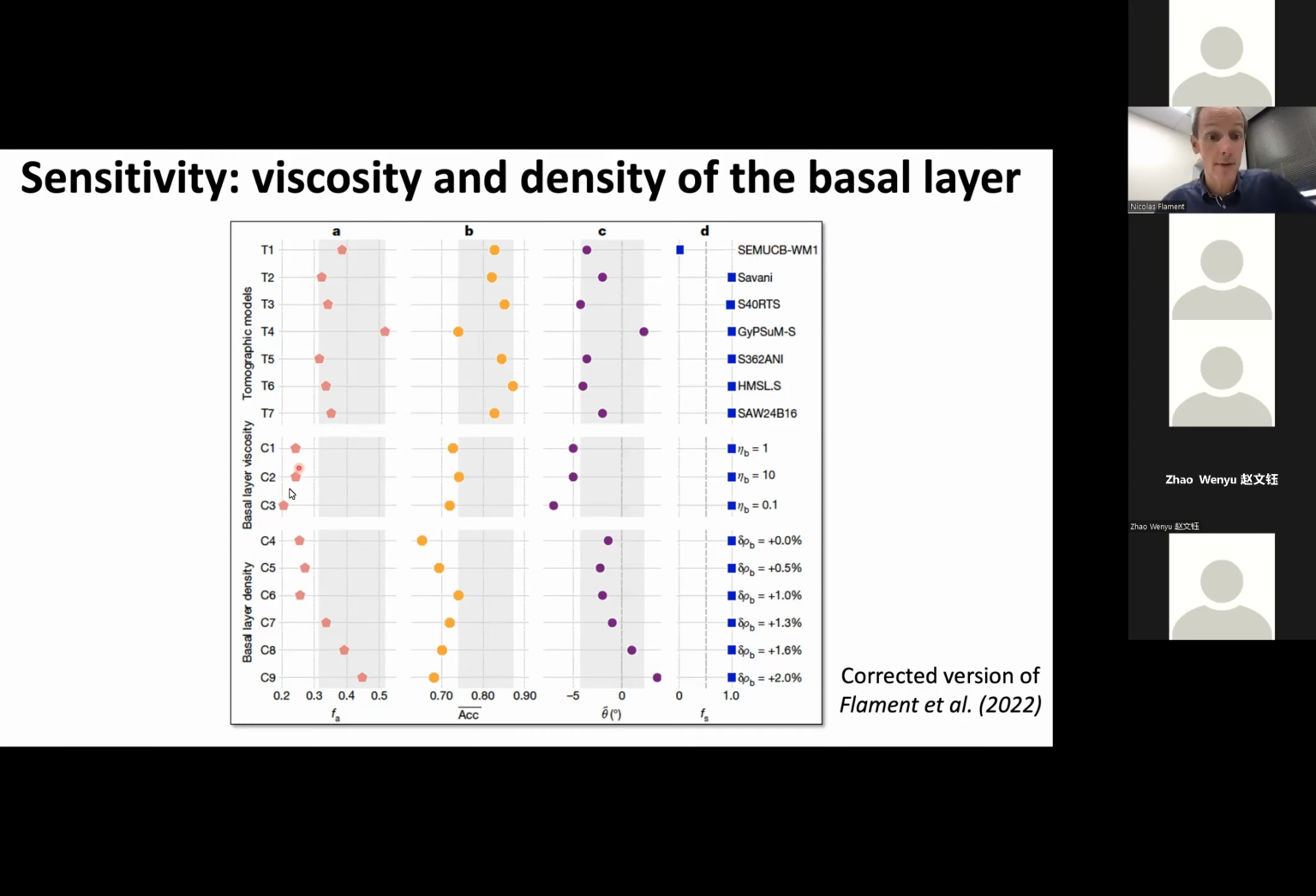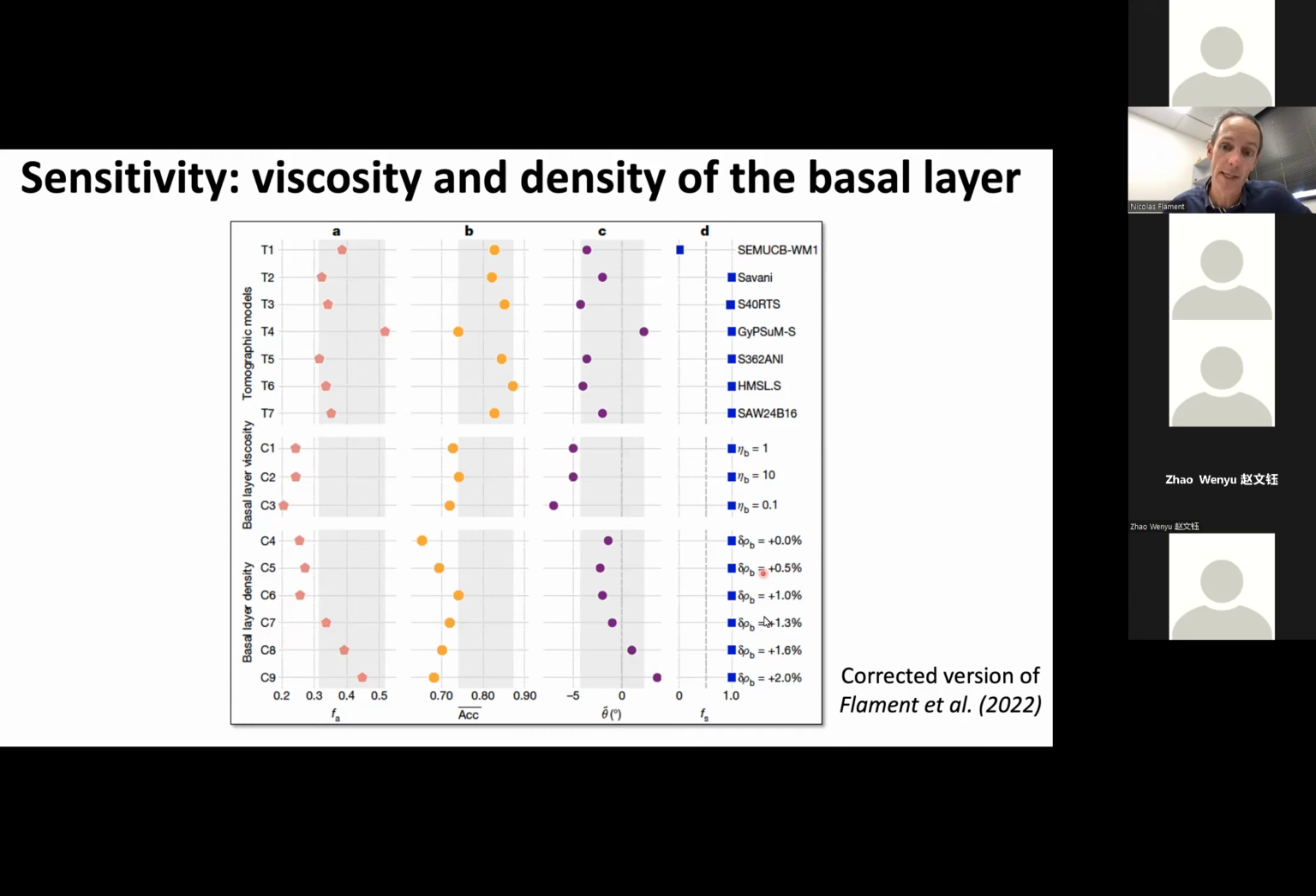Now here I'm presenting 9 mantle flow models. The one I've been showing you is C7. In 1, 2, and 3, I tested the viscosity of the basal layer. And I established that there was a sweet spot when the basal layer was 10 times more viscous than the ambient mantle. There was hardly any difference in area. It was better for accuracy and it was better for the distance. So I went with that.